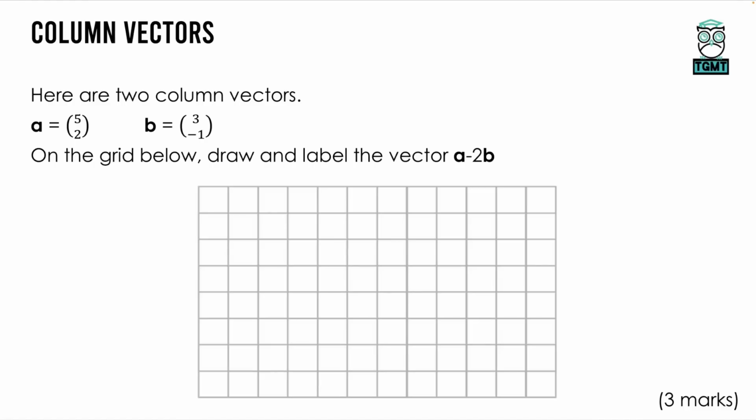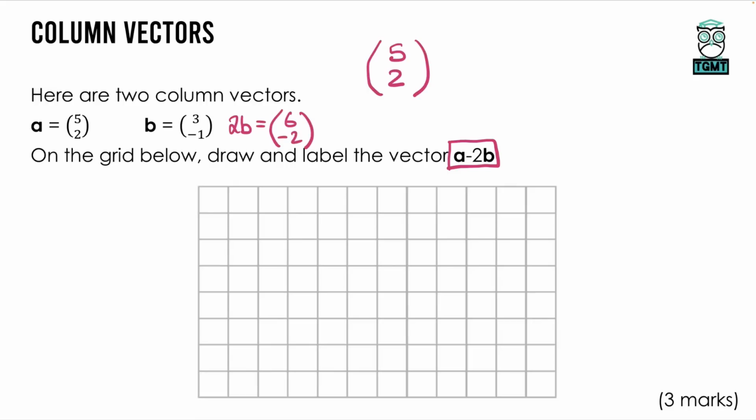Now with column vectors, we can be asked to add, subtract, some variations of them. We can also be asked to draw them on a grid. Now this one here has given us 2 column vectors, and it's asked us to draw and label the vector a minus 2b. Now the vector a is given to us already, 5 and 2, but we've not been given the vector 2b, we've been given the vector b. So to get the vector 2b, nice for us to find, we just multiply the numbers in the vector by 2. So 3 turns into 6, negative 1 turns into negative 2.